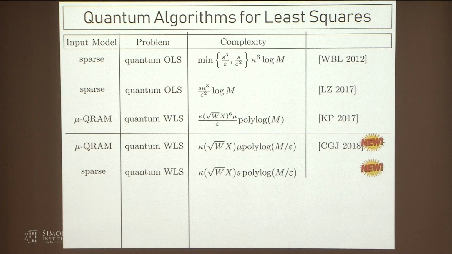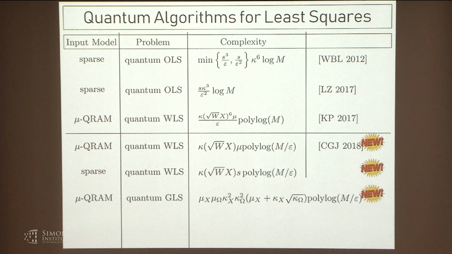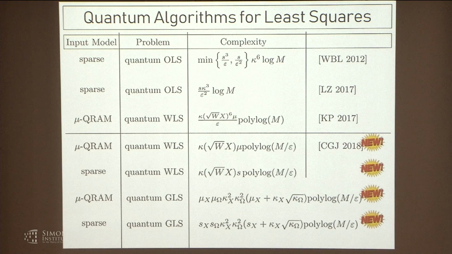And these are for weighted least squares, and we also give the first algorithm for quantum generalized least squares. Now here, remember, the input is we have x, and we also have omega. And so this depends on the condition numbers of x and omega. And then these mu's depend on your input model. So for example, if we're in the Frobenius norm input model, this would be the Frobenius norm of x, and this would be the Frobenius norm of omega. And this algorithm also works in the sparse access input model, where now we have the dependence on the sparsity of x and the sparsity of omega.